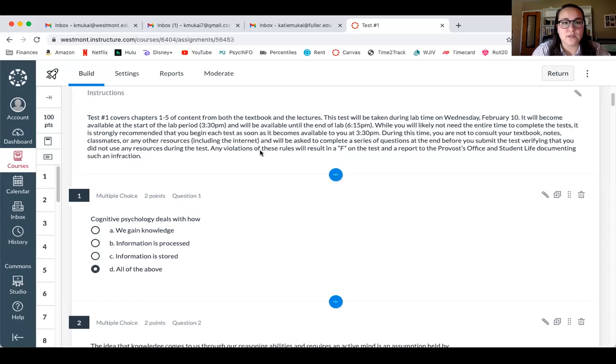Okay, so for number one, cognitive psychology deals with how, and the answer is all of the above, right? We know that it's about how humans gain knowledge, how we process information, and also how we store information.